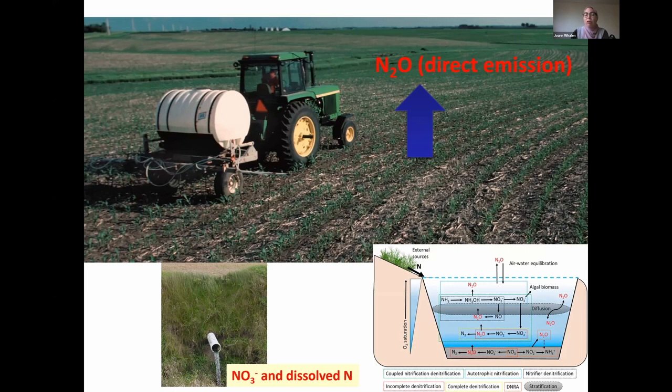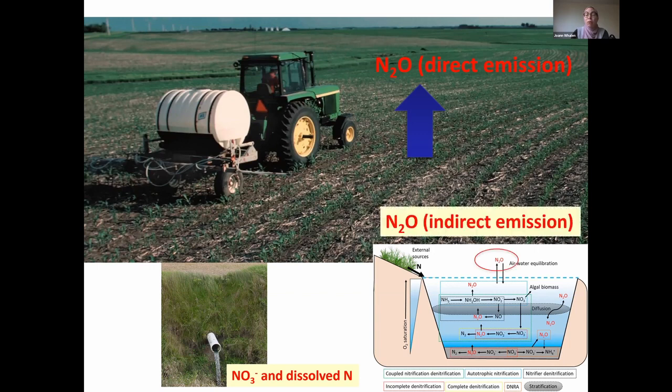A number of them are mentioned there. Most are biologically mediated, but there's a number of reactions such as nitrification, denitrification, autotrophic nitrification, nitrifier denitrification, complete denitrification, and so on, that will cause the N2O to be indirectly emitted from the waterway that's downstream from the field. And it's not just nitrogen and nitrous oxide that we have to be concerned about.